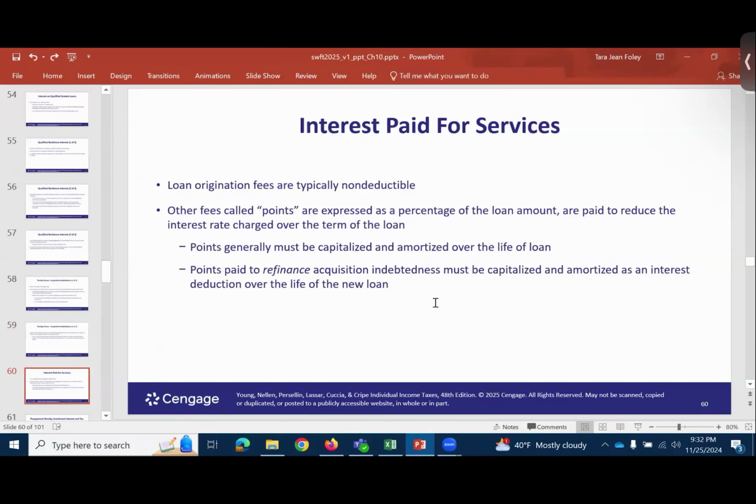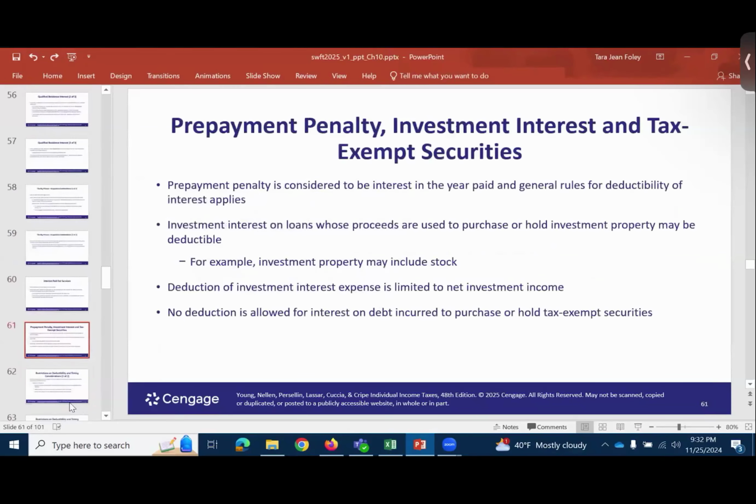So this is explaining what points are. Which I already told you.